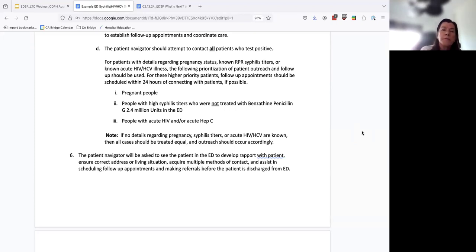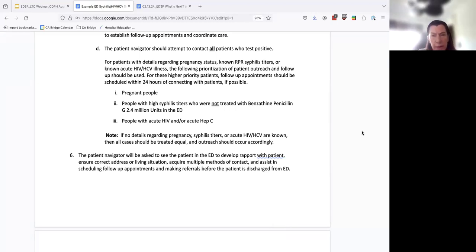And similarly, for individuals with acute HIV or acute hep C, again, this is if you know they have acute HIV or acute hep C, you want to get those individuals in right away as well, because during the acute phase of HIV and hep C, the viral loads are very high, and so the risk of transmission is very high. And so that's why in a list of patients, if somebody's pregnant, they have high syphilis titers and were not treated in the ED, or they have evidence of acute HIV or hep C, those are your priority patients in that list. But ultimately, you want to get through the whole list.